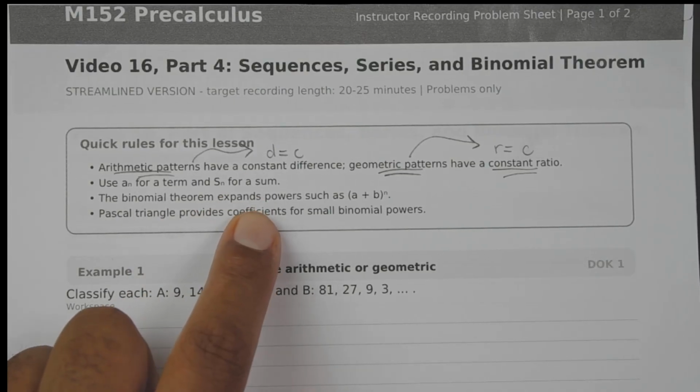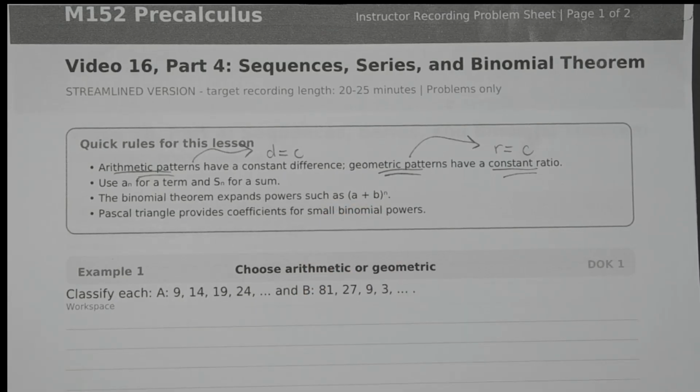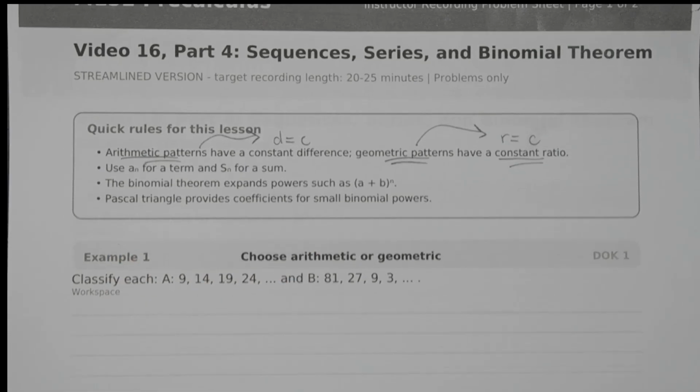A binomial theorem expands powers of (a + b) raised to the power of n, and then Pascal's triangle provides coefficients for small binomial powers.